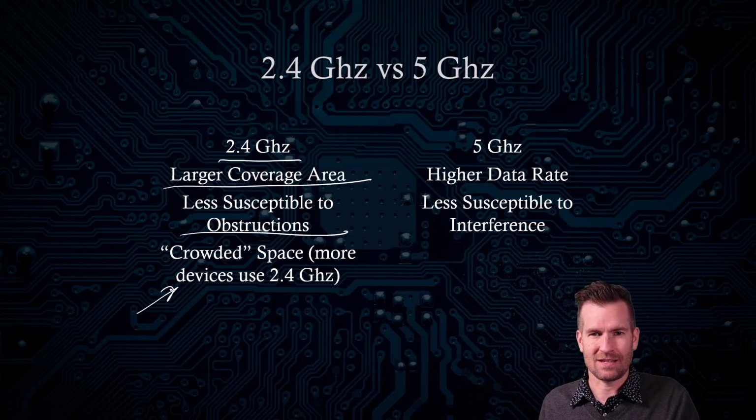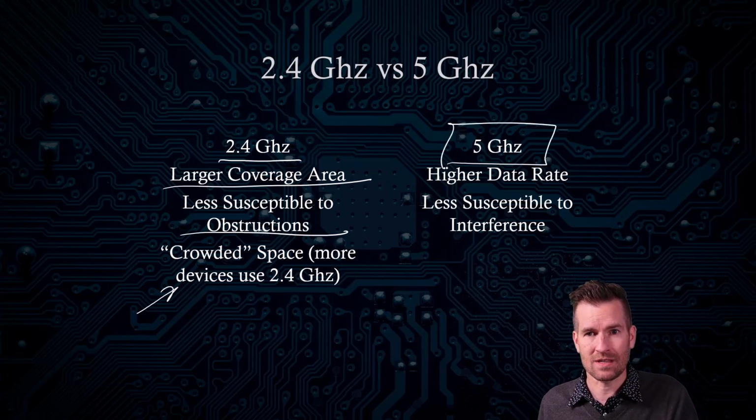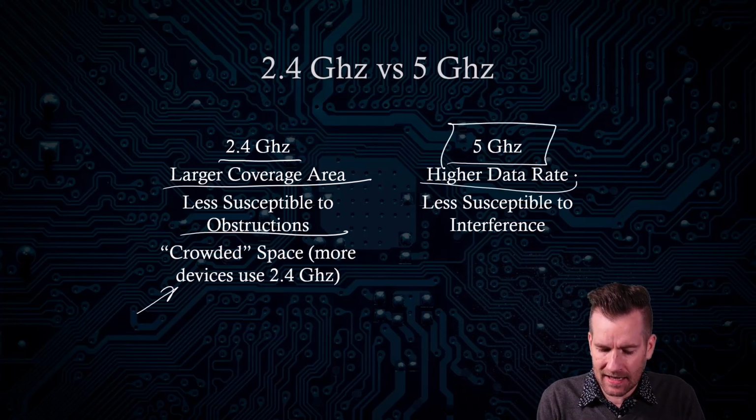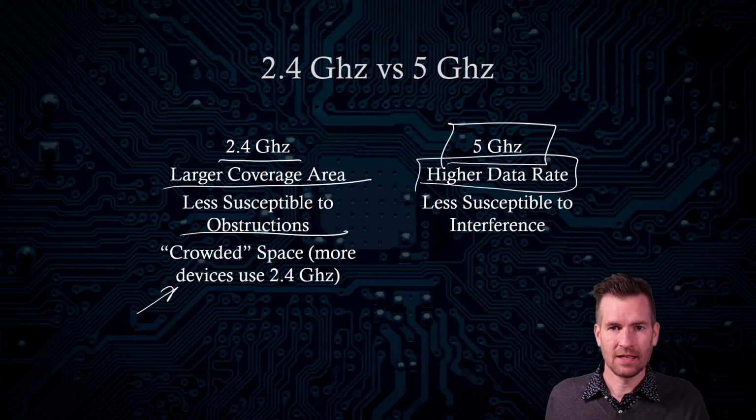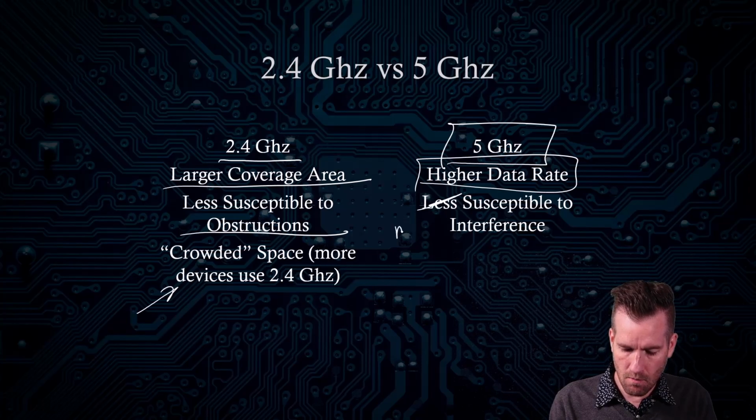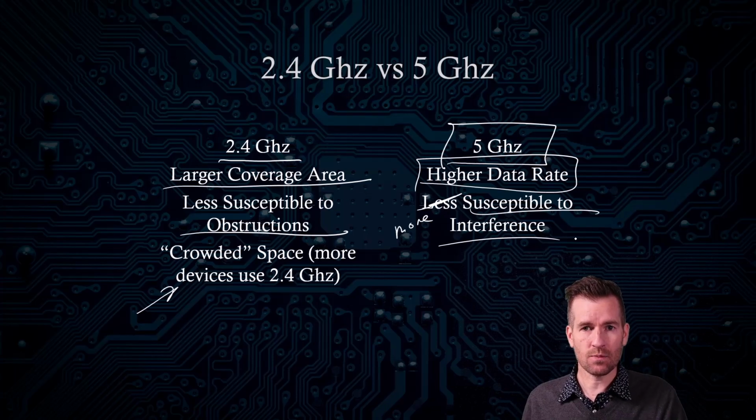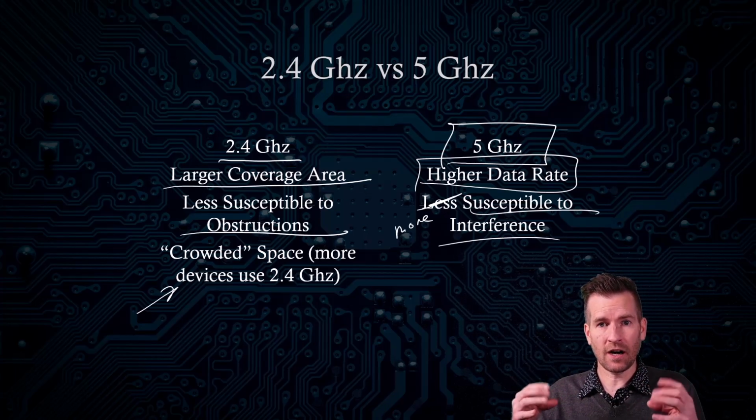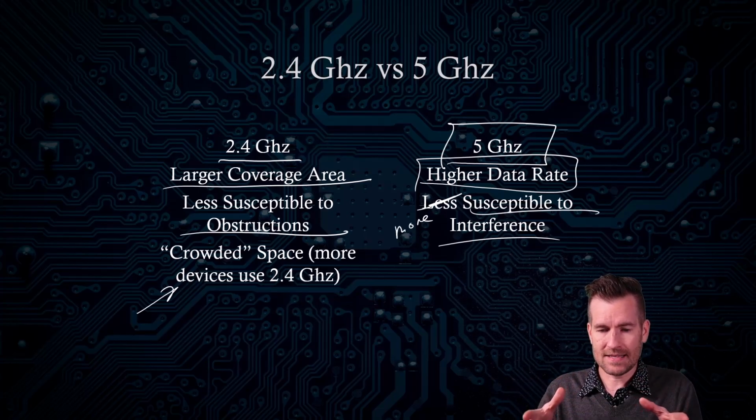One of the problems though is it's a crowded space. There's a lot of things that will use this 2.4 gigahertz frequency. So we prefer to use a 5 gigahertz frequency. It has higher data rates. We can send more data across the 5 gigahertz signal than we can a 2.4. And it is, this says less, but it's actually more susceptible to interference. So that's one of the disadvantages. It doesn't go as far. There's things that will obstruct the signal.